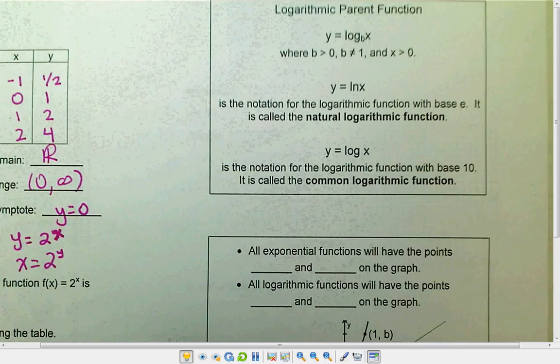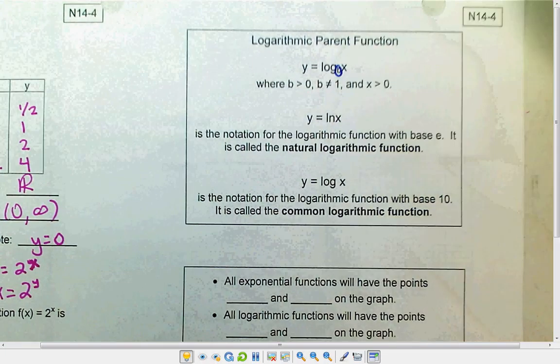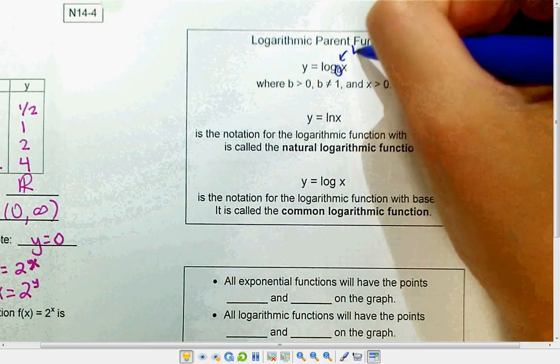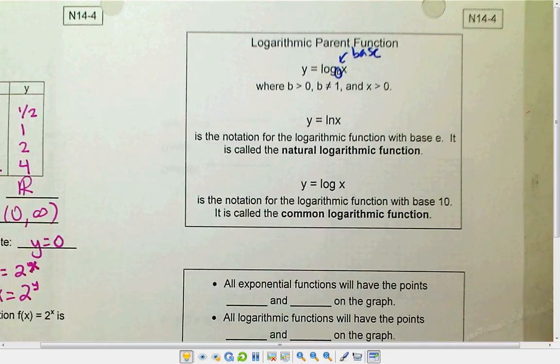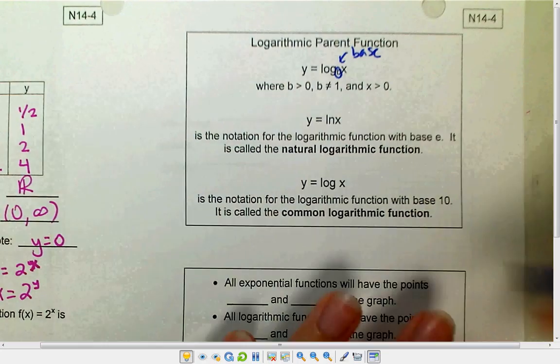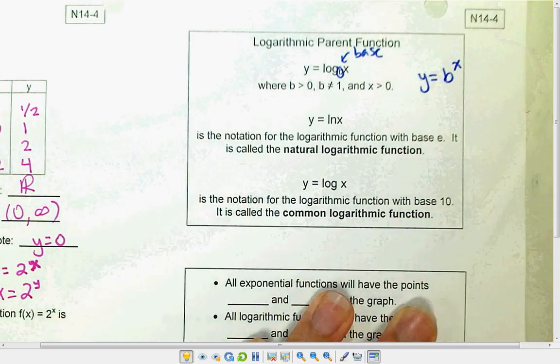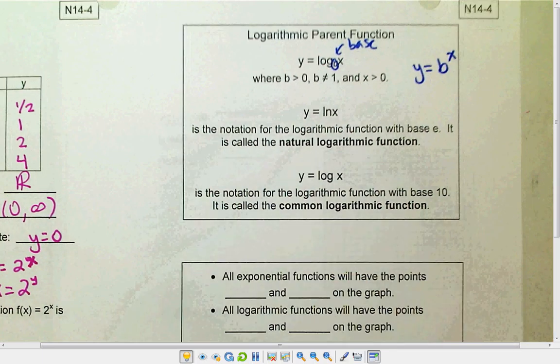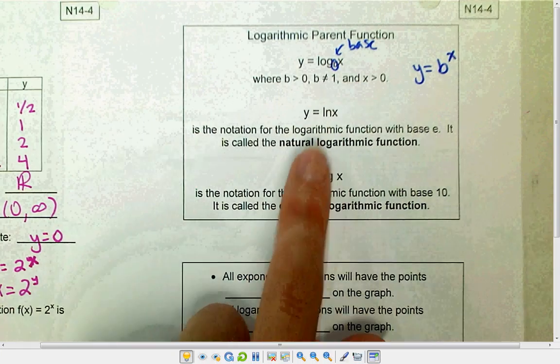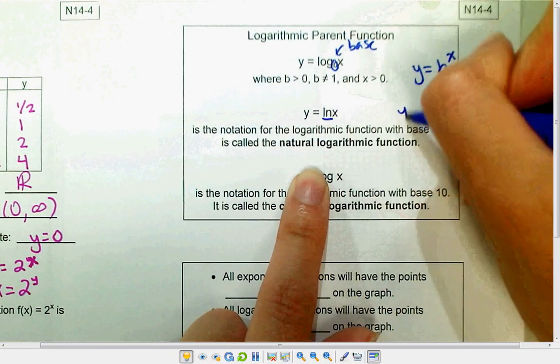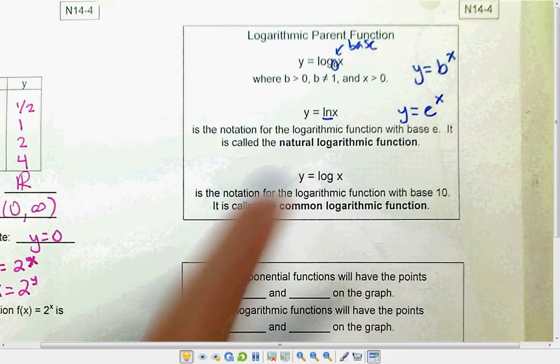Our logarithmic parent function, log base b, this is our base, this little number next to the word log. That tells you what b is being raised to. So this is the inverse of b to the power of x. So whatever your base is, that's what that base is going to be. If you have y equals ln, ln tells you that this is the inverse of y equals e to the x.